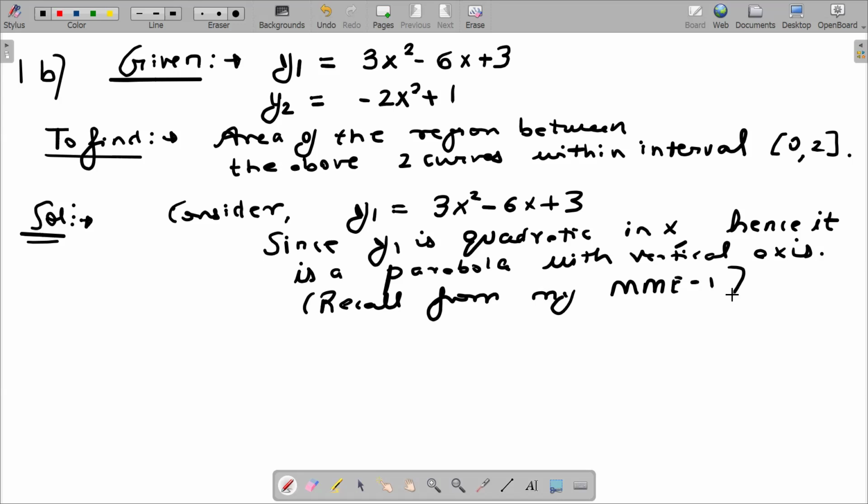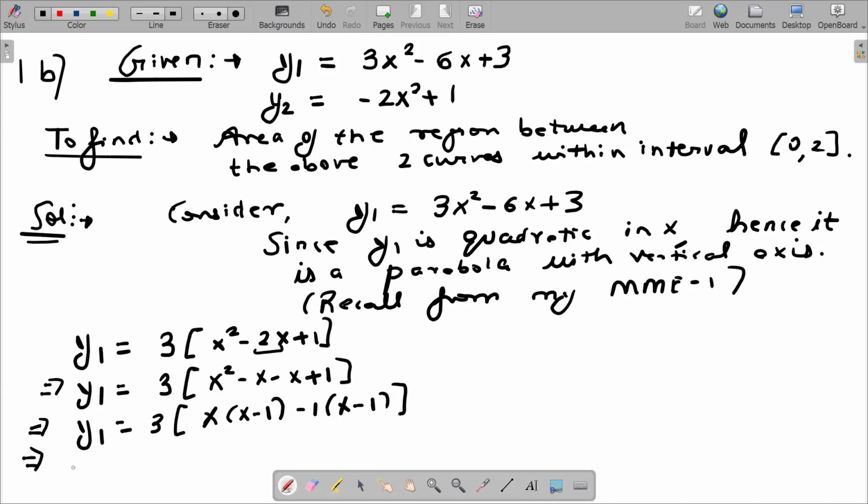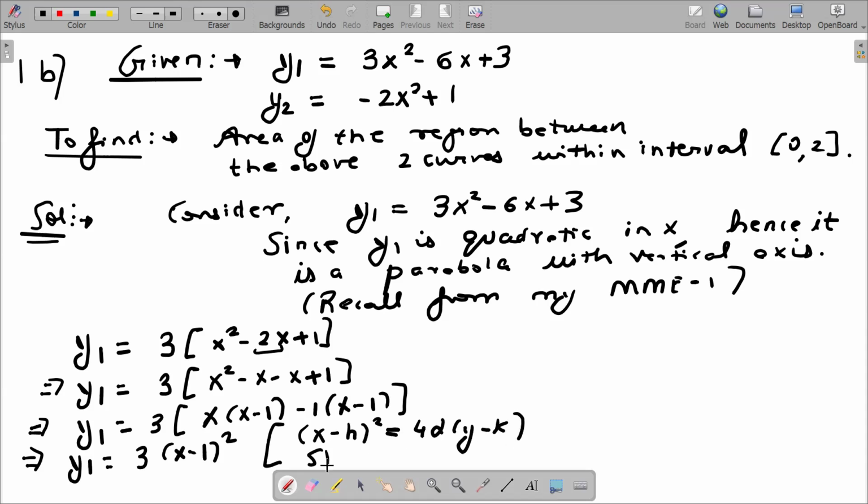Okay, so if I just convert to the standard form of parabola, I can write y1 is equal to, I can take 3 common. So inside I get x square minus 2x plus 1. So this implies y1 is equal to 3 times, I can split the middle term, x square minus x minus x plus 1, which implies y1 is equal to 3 times x into x minus 1 minus 1 times x minus 1, which implies y1 is equal to 3 times x minus 1 square. And if I compare it with the standard form, x minus h square is equal to 4 alpha times y minus k. This is the standard form of the parabola.